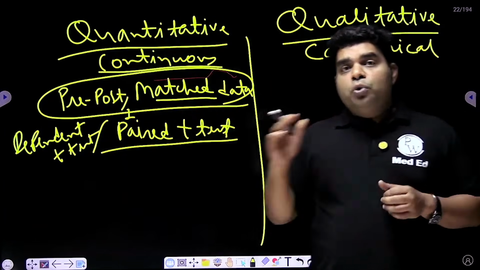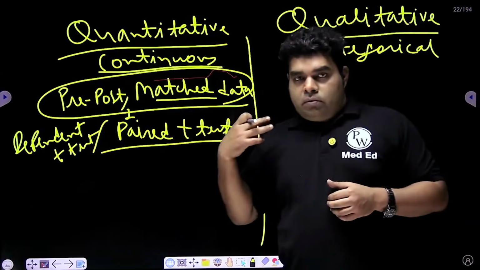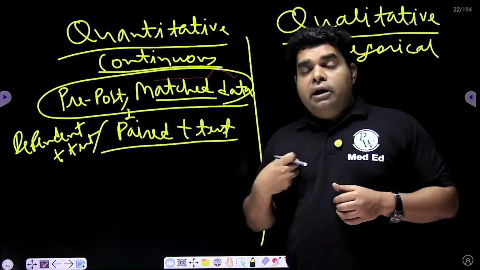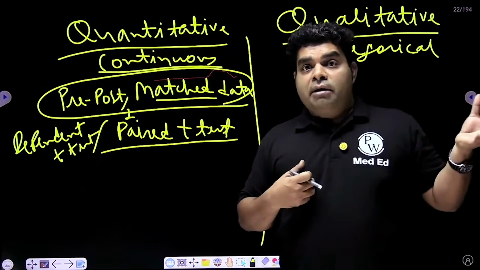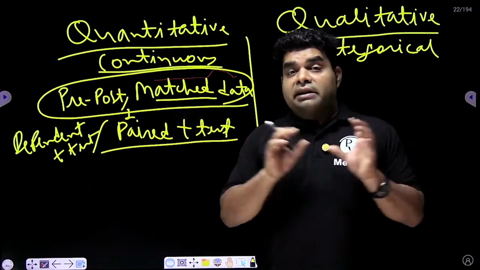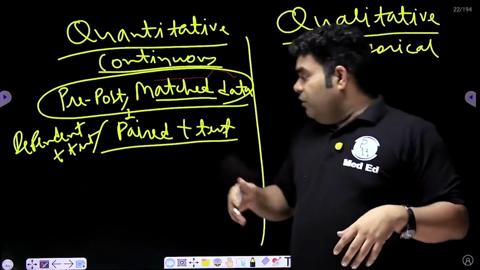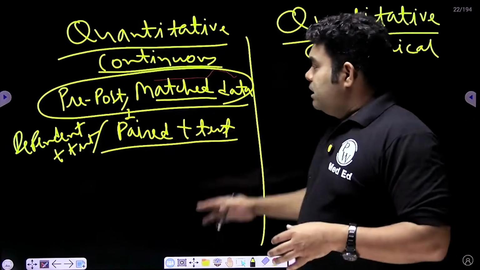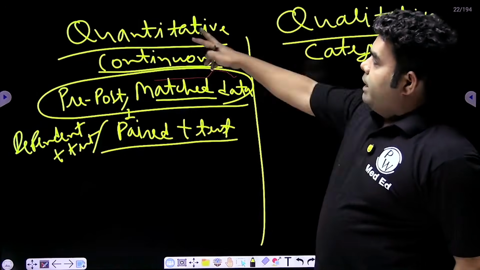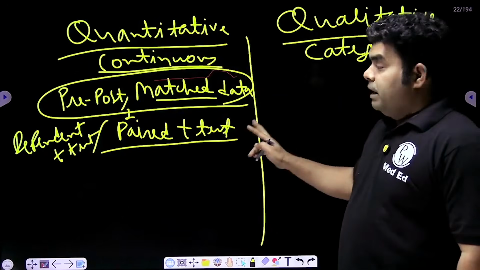So you gave your new drug to reduce weight in, let's say, a 40-year male, and you give the old drug also to a 40-year male. So 40-year males, they are matched data. And if they are matched data, it's like they're coming in pairs, and we can apply paired t-test. So if it is pre-post or matched data and quantitative data, we apply paired t-test.